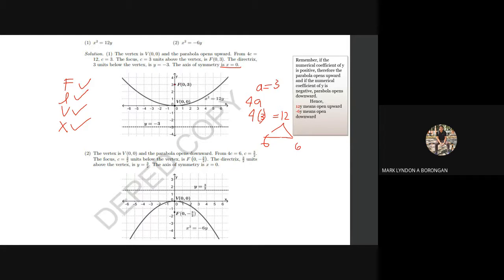So we count 6 units. 1, 2, going there. 1, 2, 3, 4, 5, 6. Count on the left. 1, 2, 3, 4, 5, 6. Right? It's 6. So 6 here, 6 here. Total of 12. So 12 is our latus rectum there.